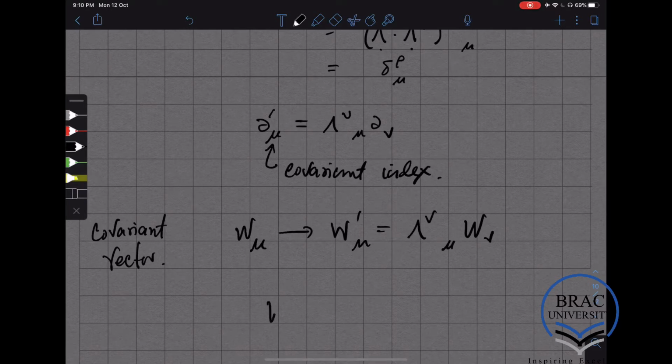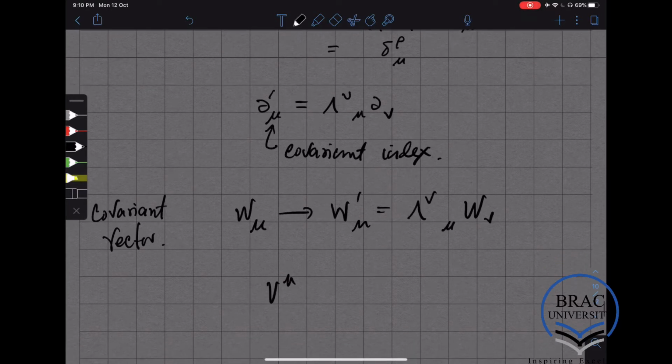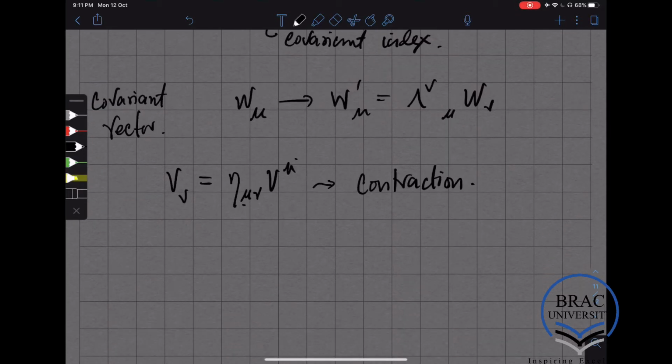Now, if I have a contravariant vector, then I can always create a covariant vector from this by taking the metric tensor and summing over the common indices. This summation process is called a contraction. Whenever we have two indices which are being summed over, that's called a contraction. What we know is that lambda transpose eta lambda is equal to eta.